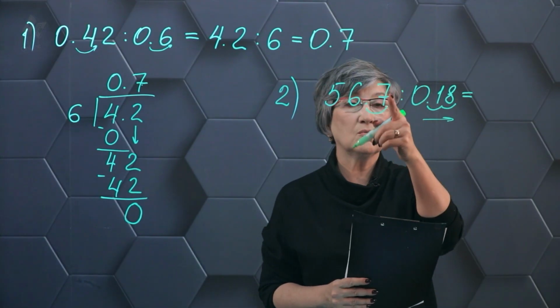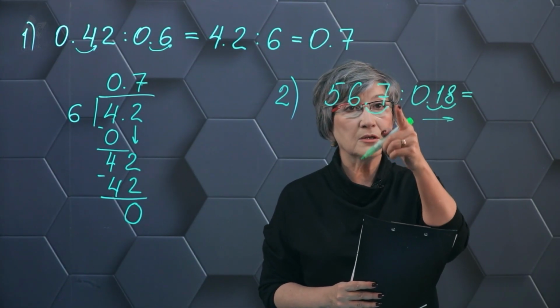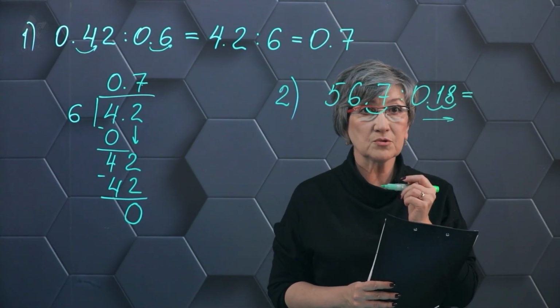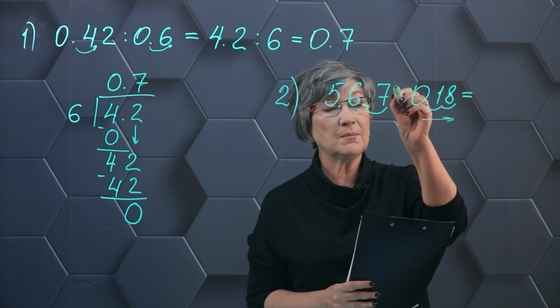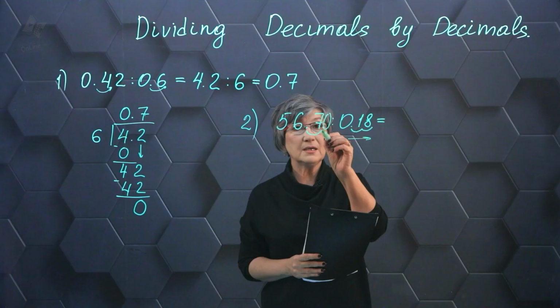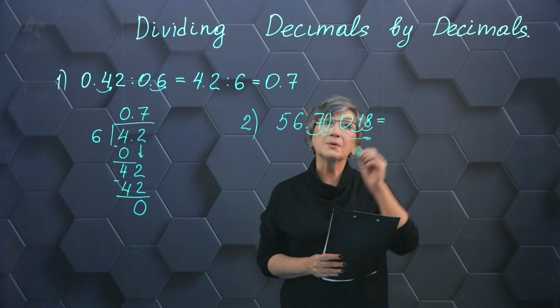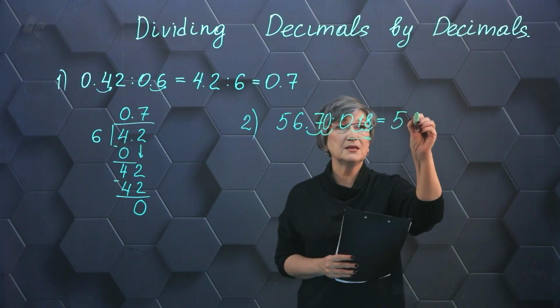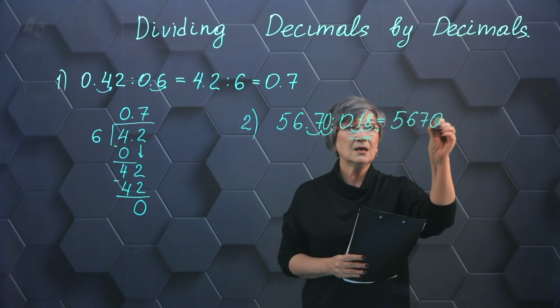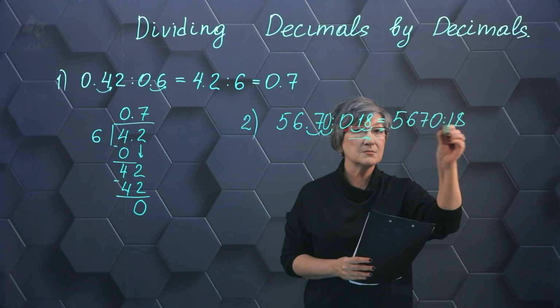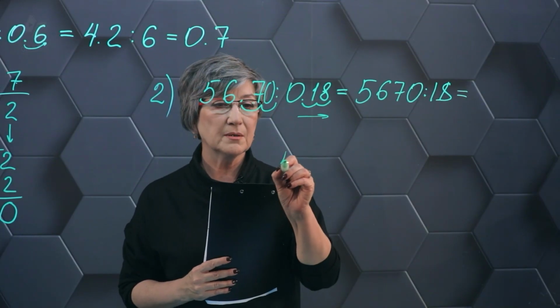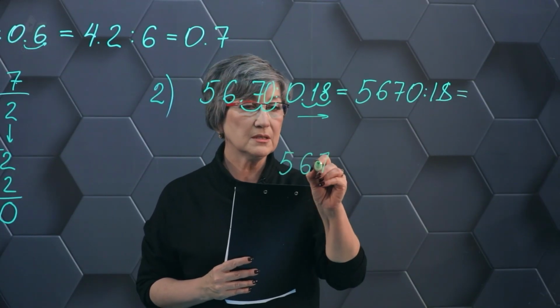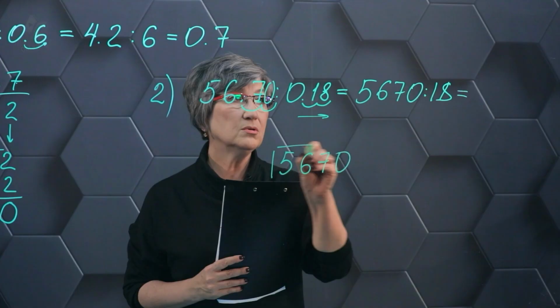And I don't have any digits to move the point past. What should I do in this case? The thing is that I can add 0 and then I get the following number: 5,670 divided by 18. I perform division by column, 5,670, and I'm dividing by 18.